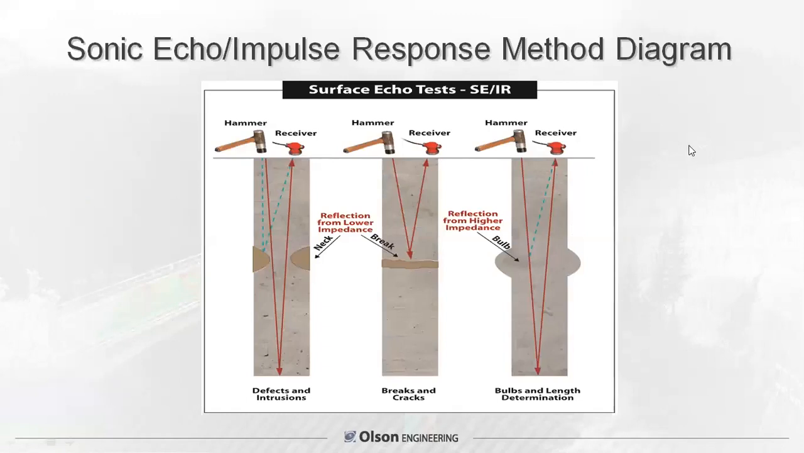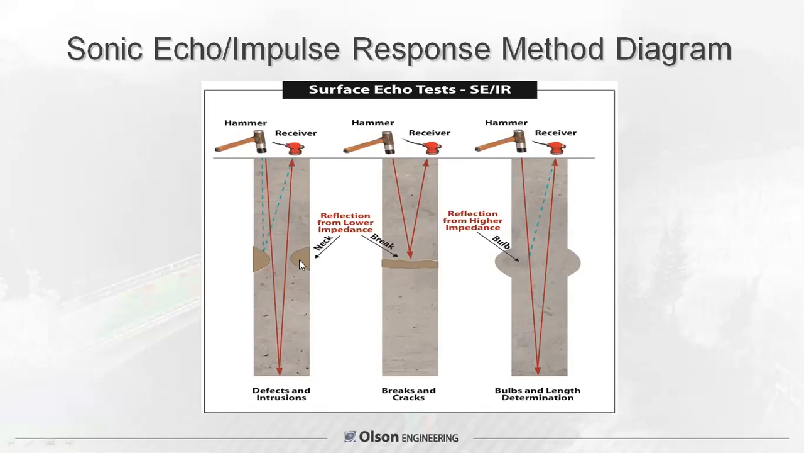So here's a quick diagram showing the SEIR method. Essentially, you have a hammer and a receiver, either a geophone or an accelerometer is the most common. You impact the top of your foundation. The sound wave travels to the bottom. If the foundation is sound, it echoes from the bottom, comes back up to the receiver. By estimating or measuring the velocity of the concrete, which is typically around 12,500 feet per second for most normal concrete mixes, and measuring how long this echo takes to come back to the top, you can determine how deep this tip is.